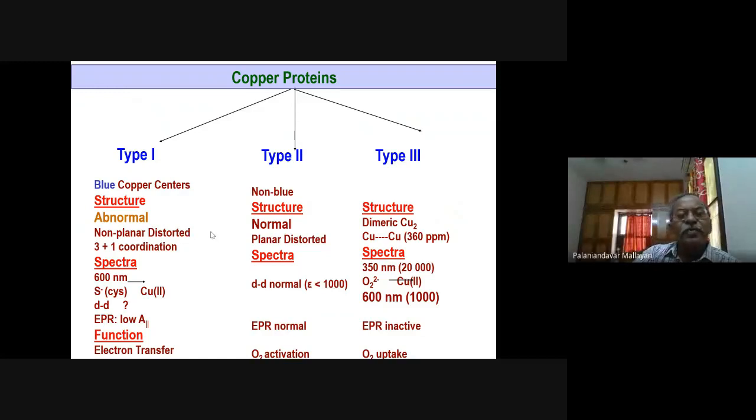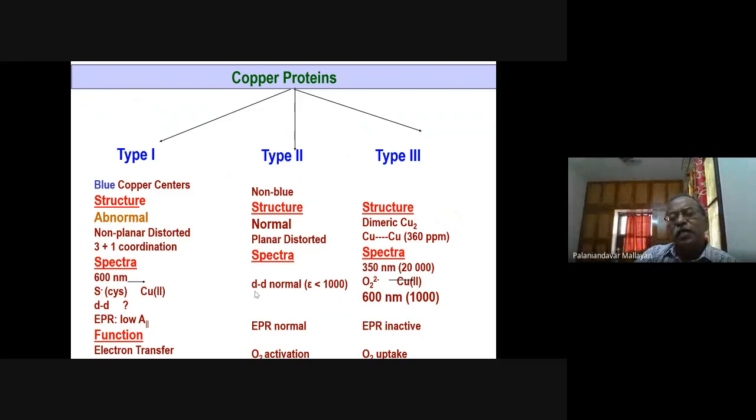In contrast to this, we have type 2 proteins. What are these type 2 proteins? They are all non-blue proteins. They don't have a blue color like this. That means we don't have mercaptide to copper charge transfer. That means the cysteine amino acid is not involved in coordination. More than that, the structures are very normal. Normal in the sense they will have a square planar geometry, almost square planar, though they will be distorted ones. Since they have normal structure, they will have a normal spectral behavior.